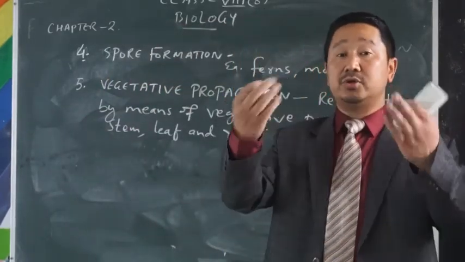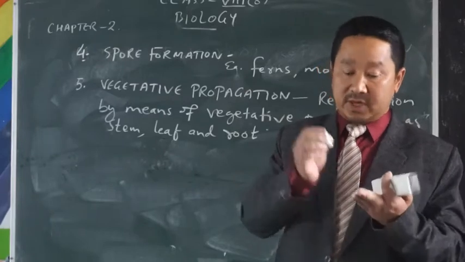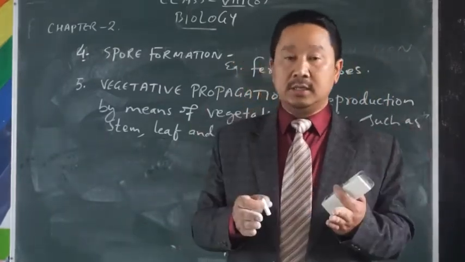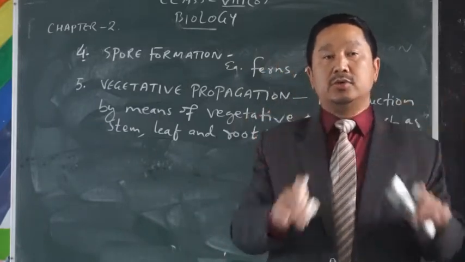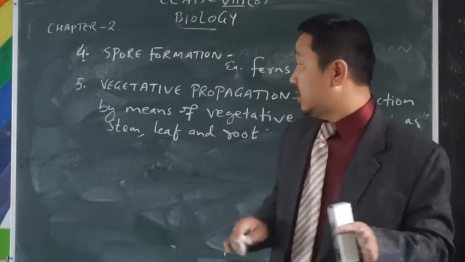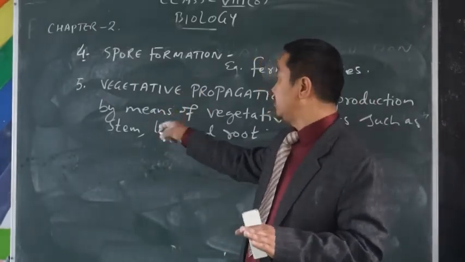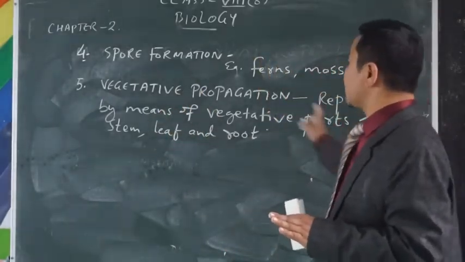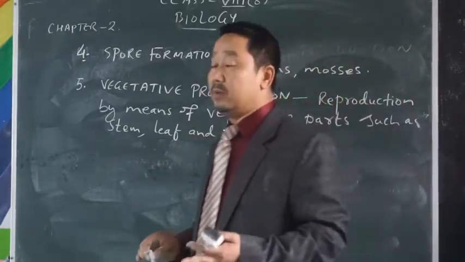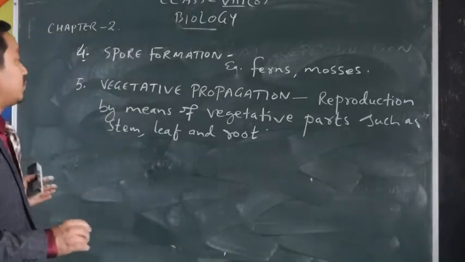They are going to use their parts itself. From the part only the new plant is formed. Where again we don't see the union of male and female ones, where no male and female plants are needed here. From the single parent itself, using these parts called stem, leaf and root only, the new plants will be formed. So that is your vegetative propagation.